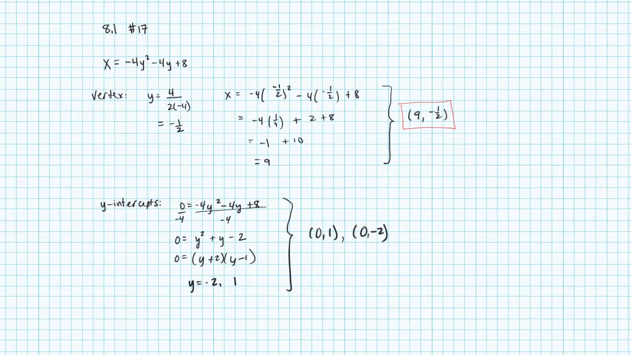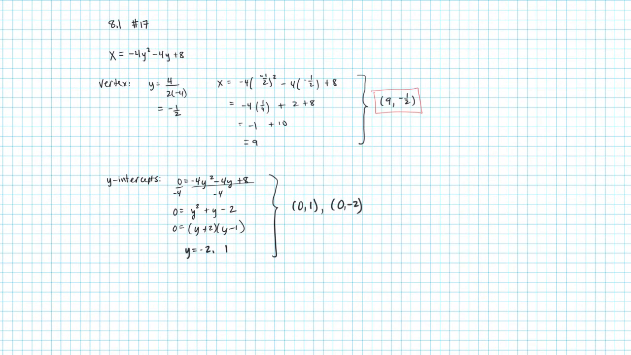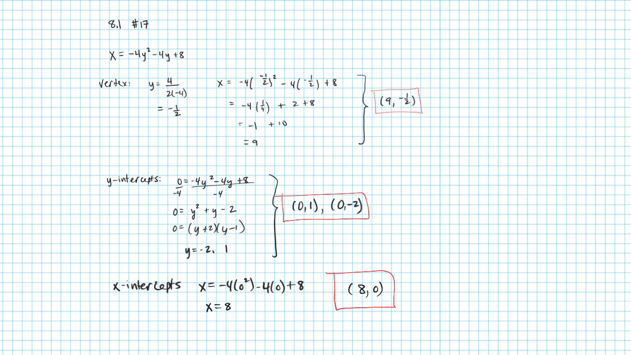And the next thing is we can get the x-intercepts. And then you plug a 0 in for y. So x equals negative 4 times 0 squared minus 4 times 0 plus 8, so x equals 8. So our x-intercept is when x is 8, y is 0. And that should be enough information for us to come up with a graph.